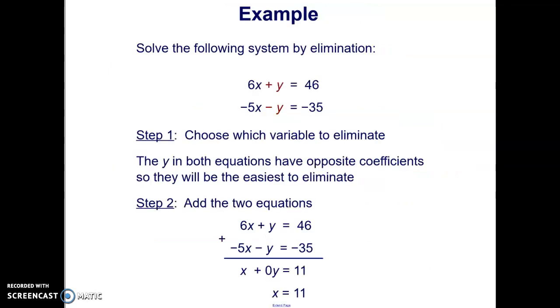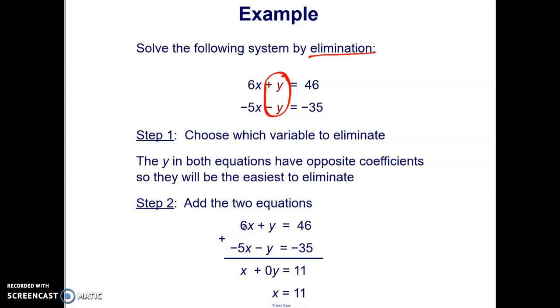Okay, here's an example, and the instructions say solve the following system by elimination. So when I see elimination, I think, okay, I need to find some coefficients that are the same. So if I look here, I see I have a positive y and a negative y. They have the same coefficient. The number in both cases is 1, and they have opposite signs. One is a positive and one is a negative. Okay? So that's the one I'm going to go ahead and eliminate. And I remember when I have opposite signs, I add, right? So you see this plus sign here. I'm going to add the two equations.